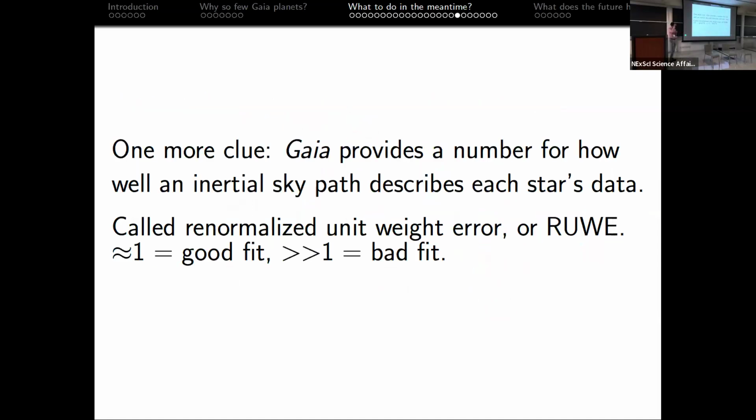Okay, there's one more clue that has been used in recent years, and that is, again, something you'll explore in the hands-on session: Gaia gives a goodness of fit metric. It gives you a number that tells you how well a 5-parameter inertial sky path fit the data. That number is called RUWE. I don't know why they called it that. It stands for renormalized unit weight error. But it's a number that is about 1 if the fit is good, and is more than 1 if the fit is bad. Okay? You can think of it as a reduced chi-squared if you want.